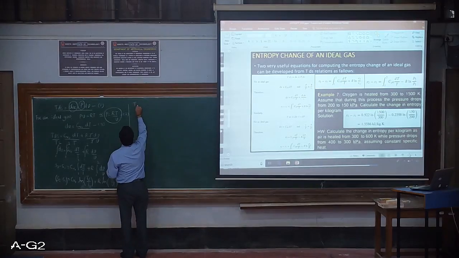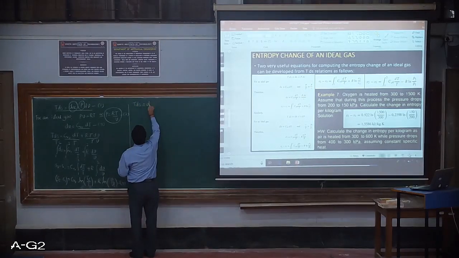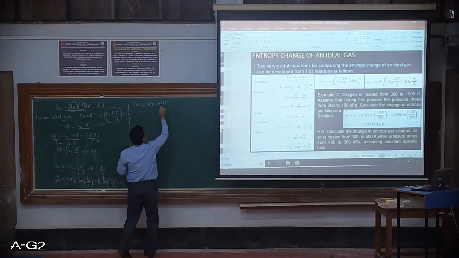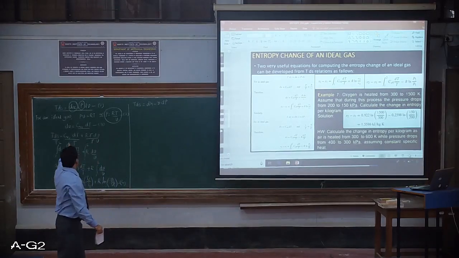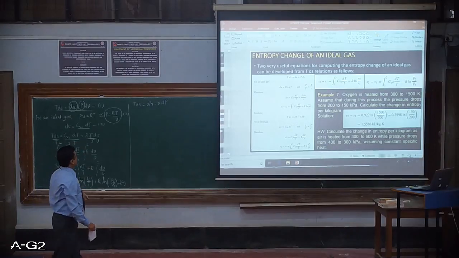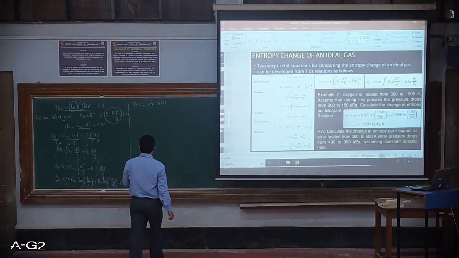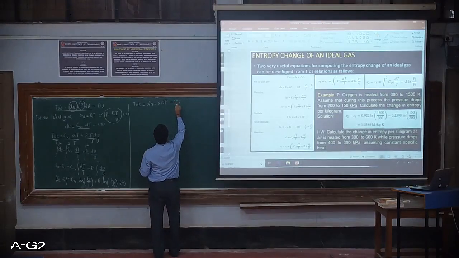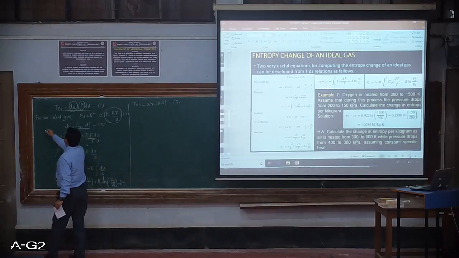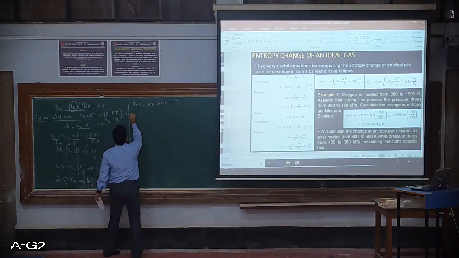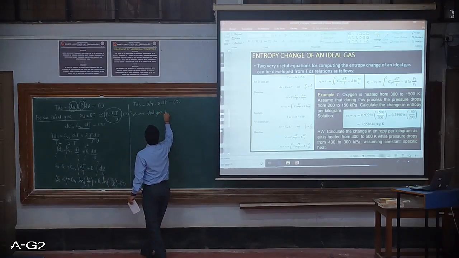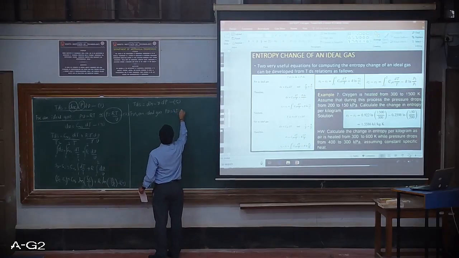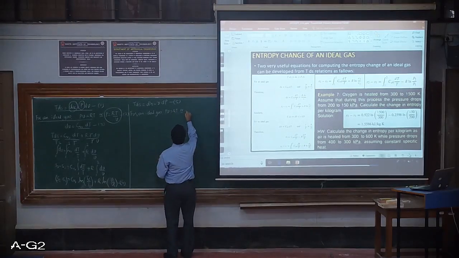We know that TdS is equal to dH minus VdP. That is from another TdS relation. We have one TdS relation which is TdS equal to dU plus PdV, and we have one more equation which is TdS equal to dH minus VdP. Let's call this equation 5. Again the same line holds good, that is for an ideal gas we have PV equal to RT, or rearranging for specific volume, V is equal to RT by P.